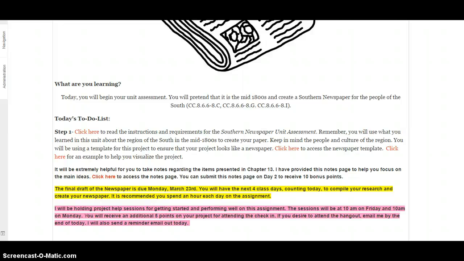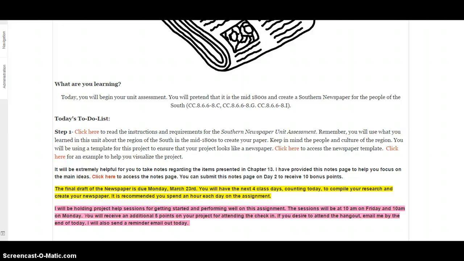Remember, you will use what you have learned in this unit about the region of the South in the mid-1800s to create your paper. Keep in mind the people and culture of the region. You will be using a template for this project to ensure that your project looks like a newspaper. Please do use this template. Do not try to create your own.